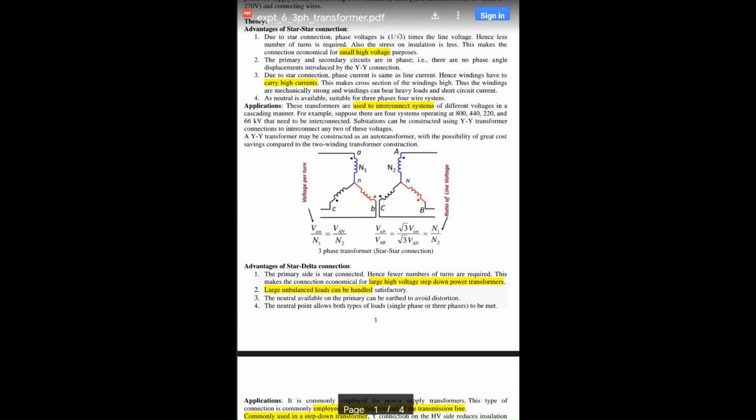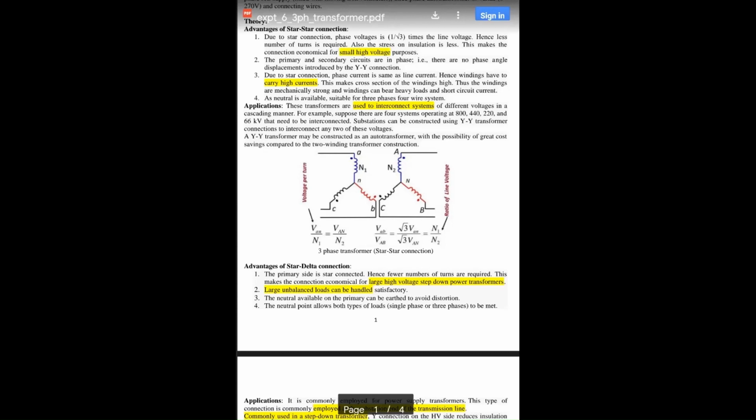How we are required to physically connect these configurations can only be done with the help of wires in the lab. But here we will try to understand what can be done, what its advantages and applications are, and what its possible outcomes are. So first is our star-star connection. You can see the diagram of the star-star connection.